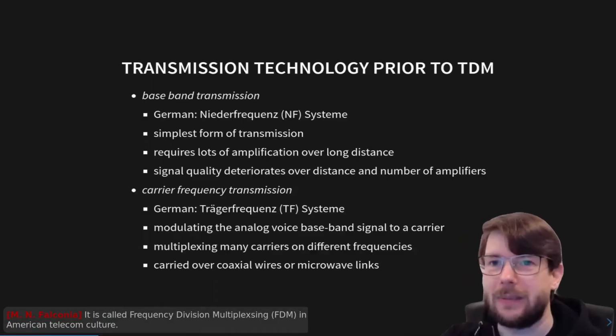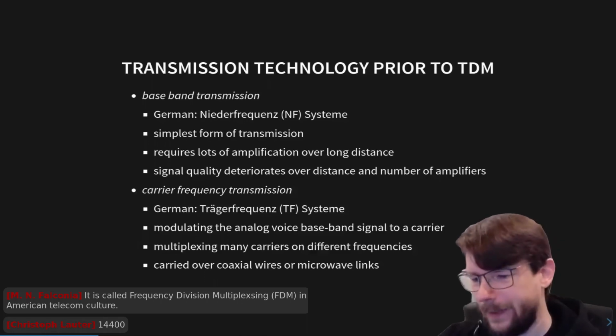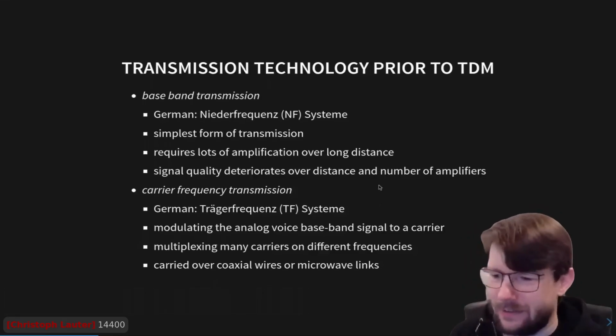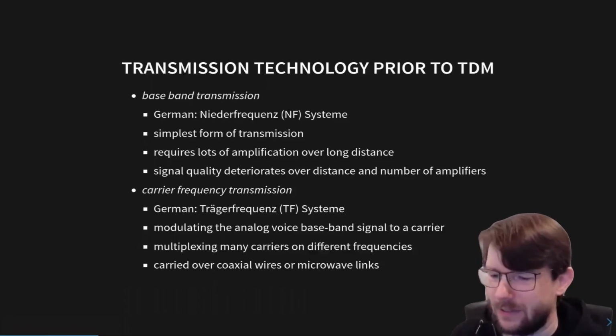As Michaela points out, it's called frequency division multiplexing, FDM, in American telecom culture. And Christoph says, okay, up to 14,400 carrier frequencies. Yeah. So this was all done using discrete modulators and demodulators. You have really large cabinets with lots of components that do all this modulation and demodulation for all of those different carriers.